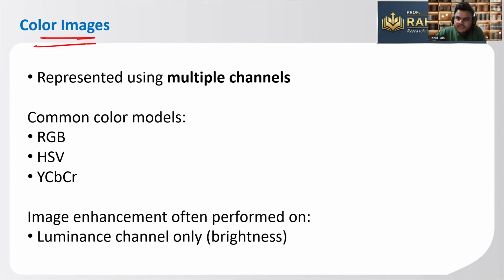Then color images. Color images are represented using multiple channels. The common color models are RGB, red, green, blue, right? HSV, YCbCr. We have discussed that these are used in video compression and everywhere. So already in a previous session we have discussed that these are the common color models. Image enhancement is often performed on the luminance channel only, that is brightness.